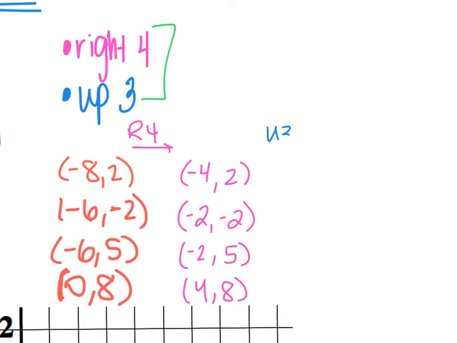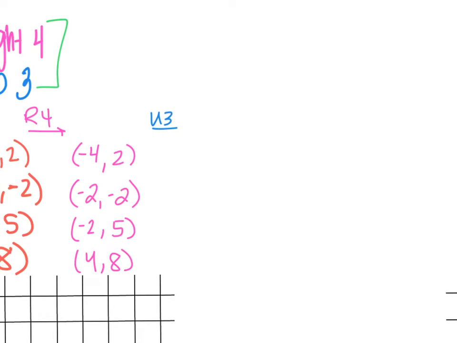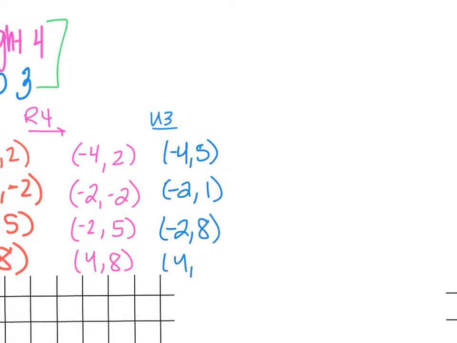And now I'm going to go up 3. So remember, up 3 changes my y's. So I'm literally leaving my x's alone and then adding 3. So -2, and then -2 plus 3 is 1. -2, 5 plus 3 is 8. And then 8 plus 3 is, almost wrote a 3 because I was saying it, is 11.